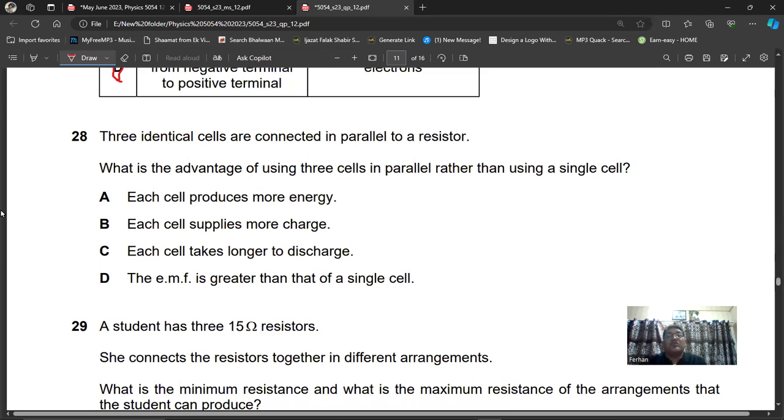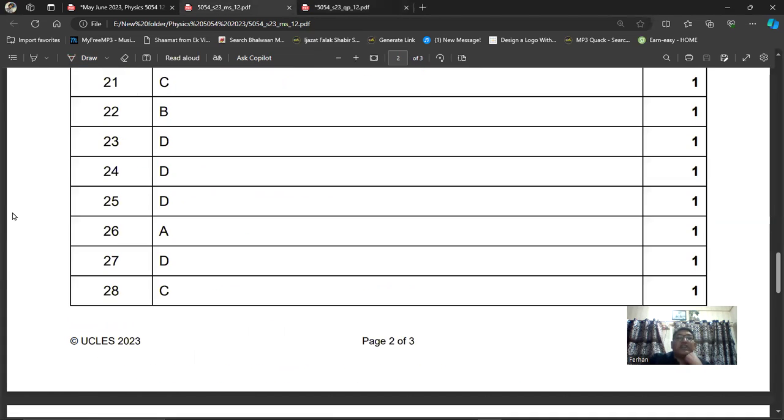Each cell produces more energy? No. Each cell supplies more charge? No. Each cell takes longer to discharge? Yes, that is the answer. The EMF is greater than that of a single cell? No, the EMF of the combination is equal to that of one single cell. C is the option, sir. Question number 28, C is the right option.